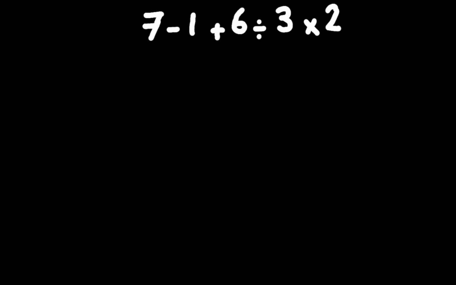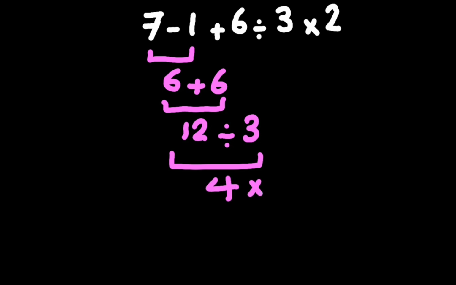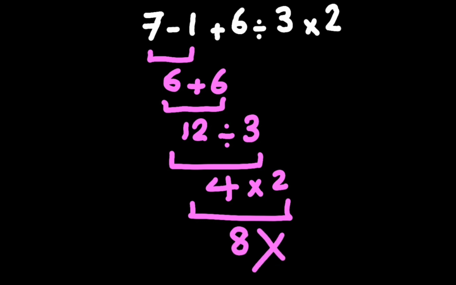Today I want to find the value of this expression: 7 minus 1 plus 6 divided by 3 times 2. So 7 minus 1 gives us 6. 6 plus 6 gives us 12. 12 divided by 3 gives us 4. And 4 times 2 gives us 8. But this answer is not correct.